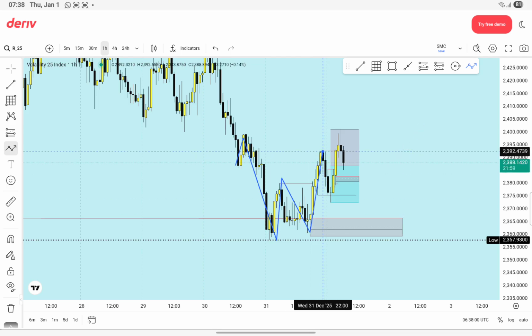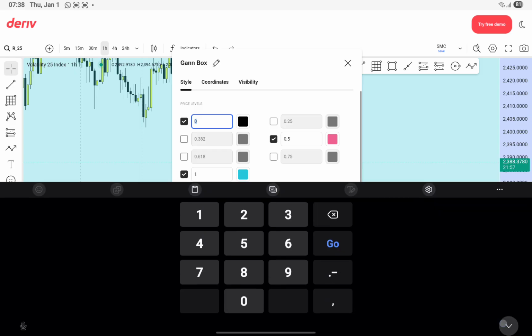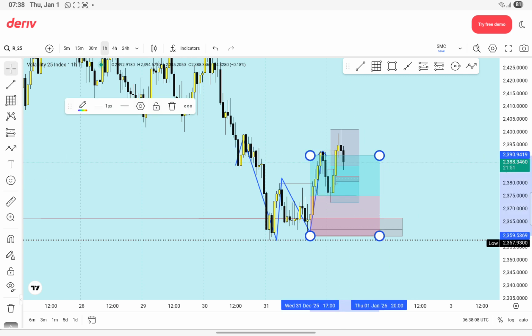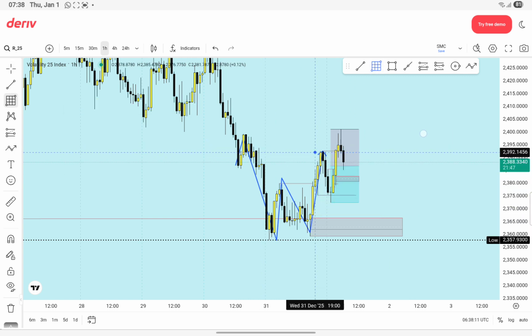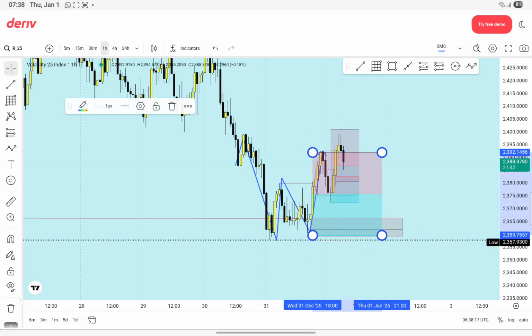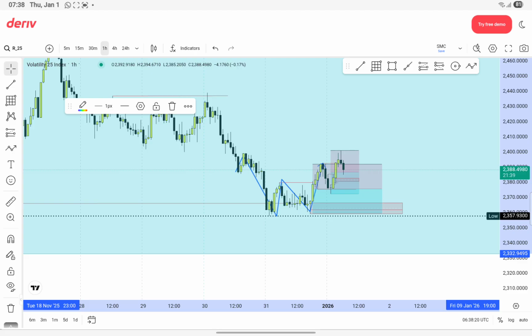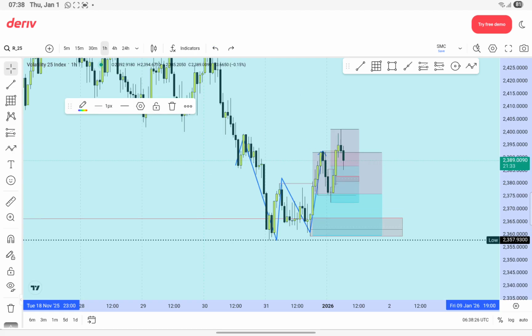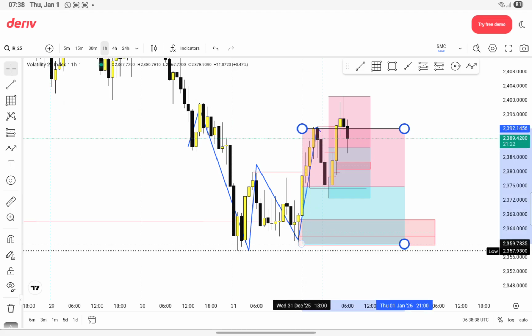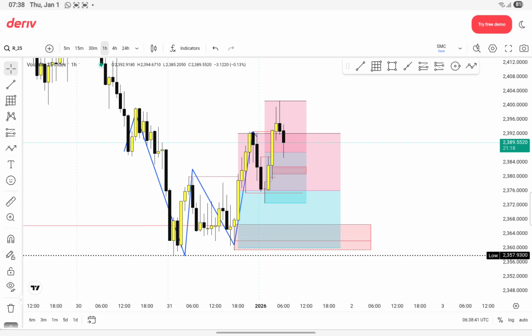So obviously, if the market broke to the upside, we're expecting the market to come down. If we draw our range from here to somewhere around here, let me remove the structure now. We can see from here that the market came into the discount before buying up.